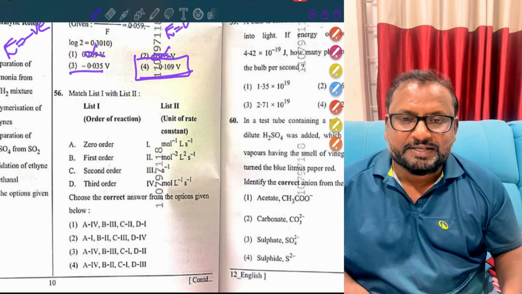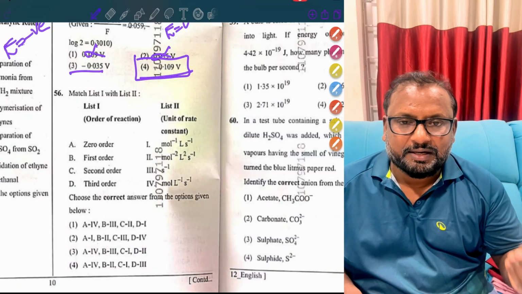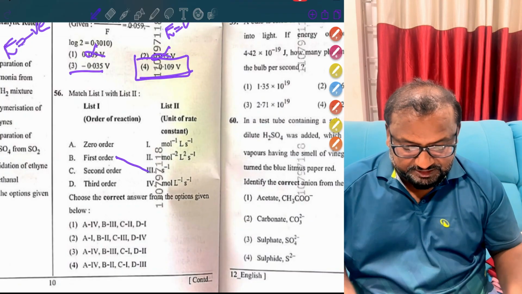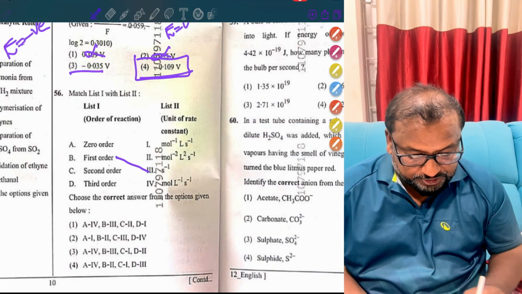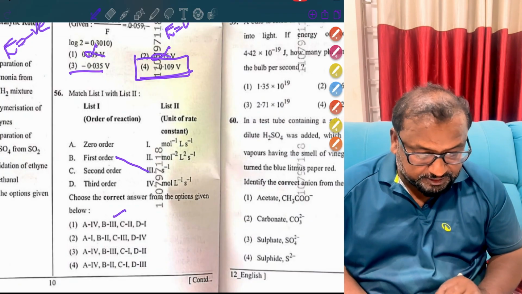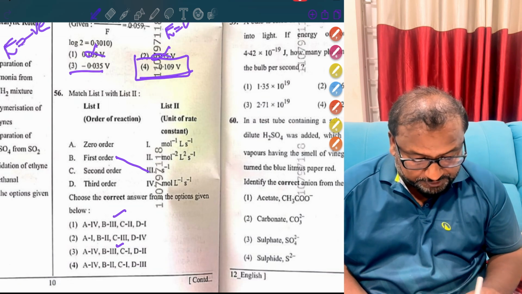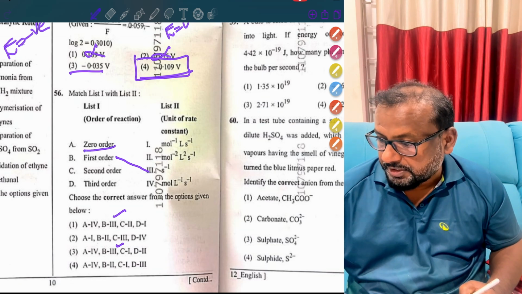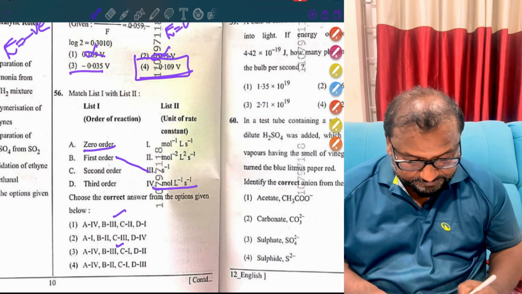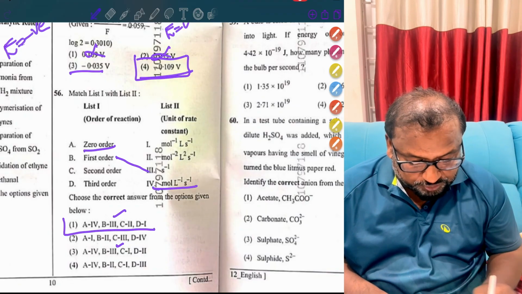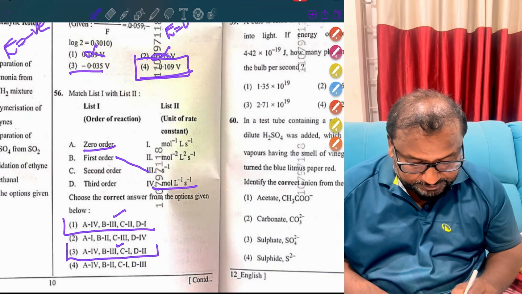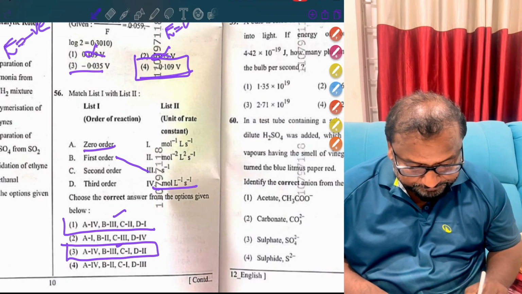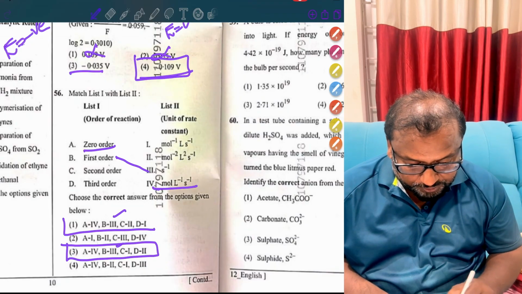Yeah, next 56, again order and units of K. Very simple question. So it should be 0. First order will be second inverse. So B3. B3 is there in 2 options. And 0 order should be moles per liter per second. So it should be the first option. It should be the third option. A4 in load A4, right?